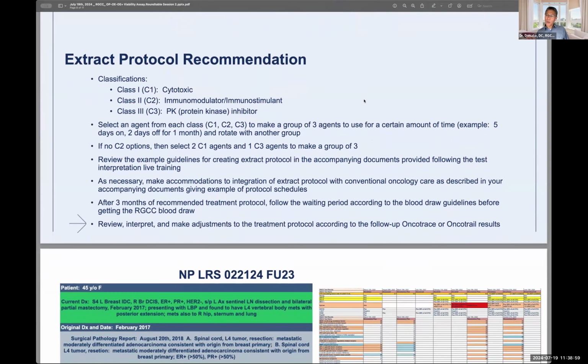For example, you know that genistein and quercetin shouldn't be together. Okay, that's an example. Okay. Yes.